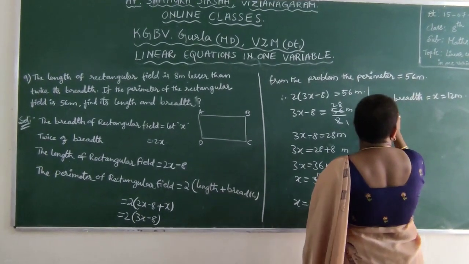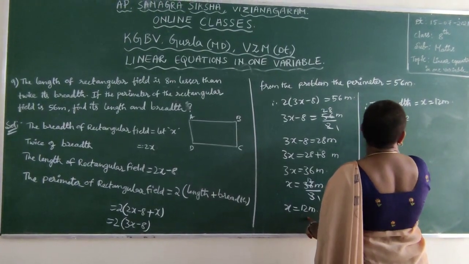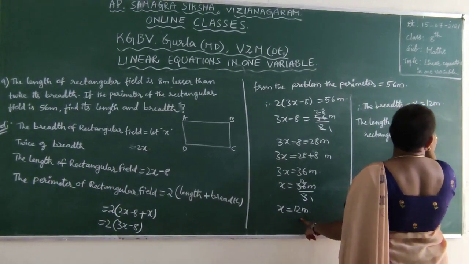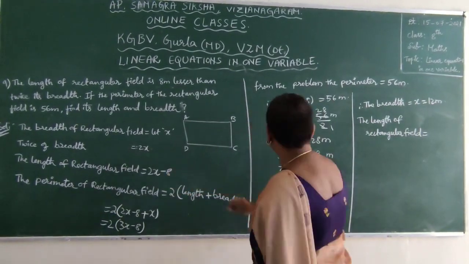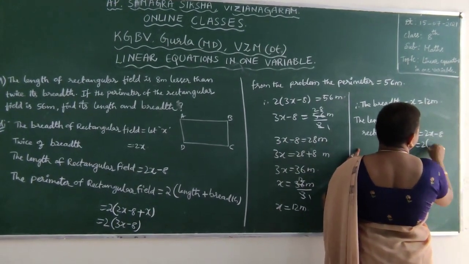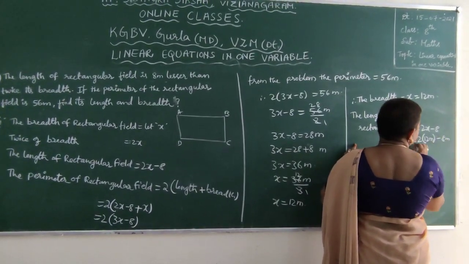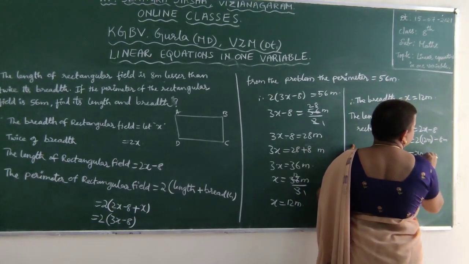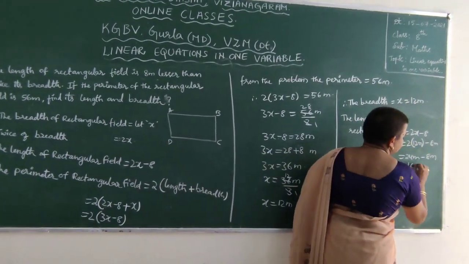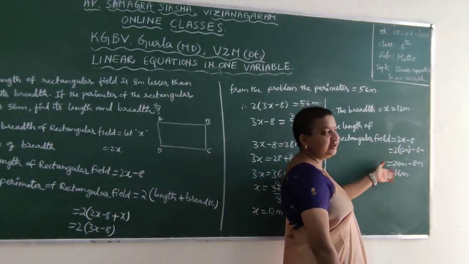The length of the rectangular field is equal to, what is it? 2x minus 8. That is equal to 2 into x, meaning 12 meters, minus 8 meters. So equal to 2 twelves are 24 meters minus 8 meters. That is equal to 16 meters. Okay. This is the length and breadth of the rectangular field.